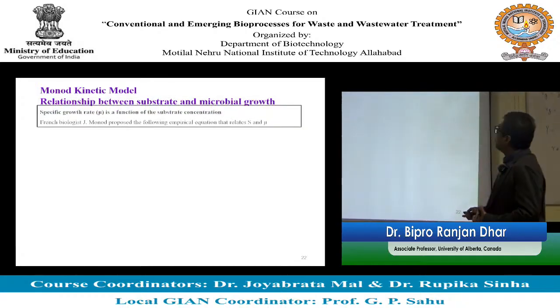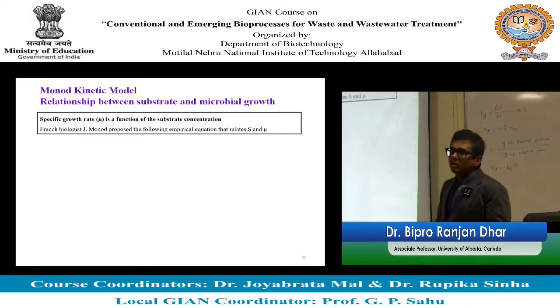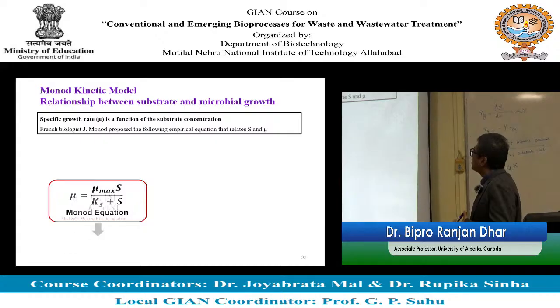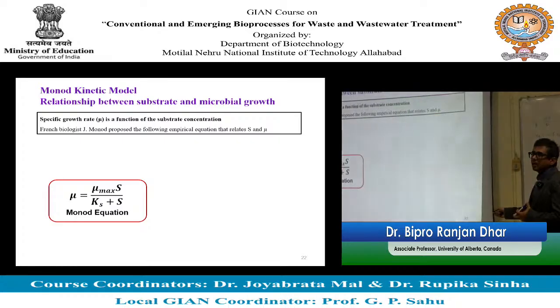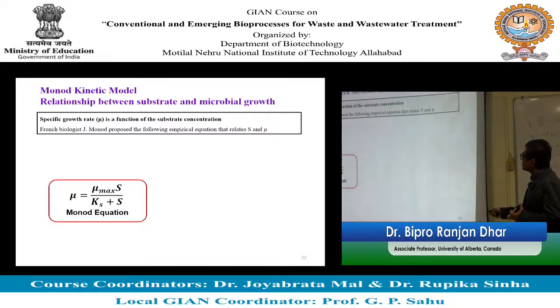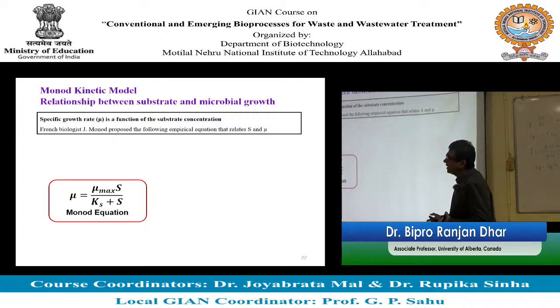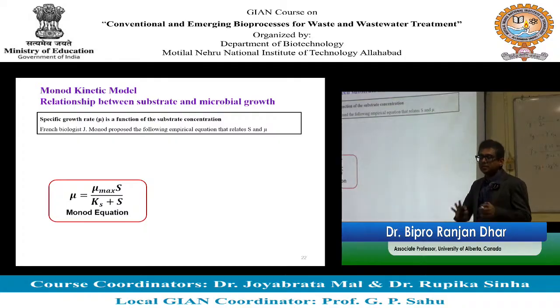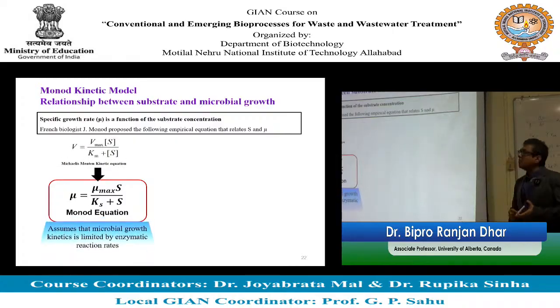One biologist, a French biologist, J. Monod, proposed this equation for microbial kinetics. Basically, it relates specific growth rate and substrate concentration, and he introduced another term, mu max, which is the maximum specific growth rate, and another term Ks, which is the substrate half saturation concentration. That equation mainly came from the Michaelis-Menten equation.